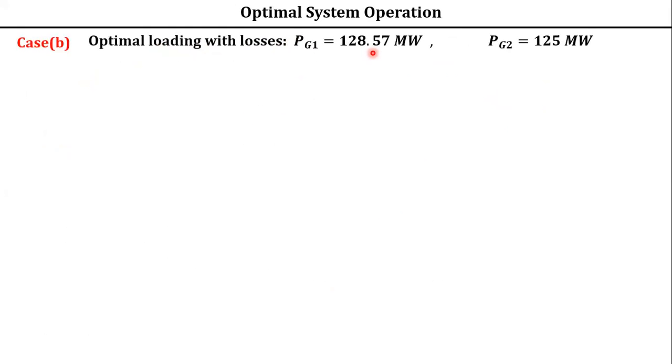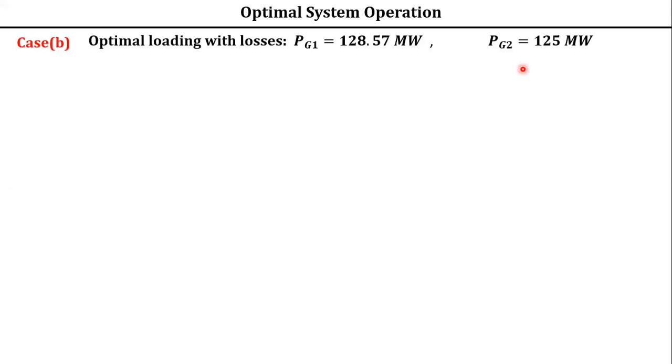Optimal loading with losses, this is what you got. So without losses, the previous one. With losses, we already got this Pg1 and Pg2. Fine. Now what is the question they have asked? So the savings we have to find out.